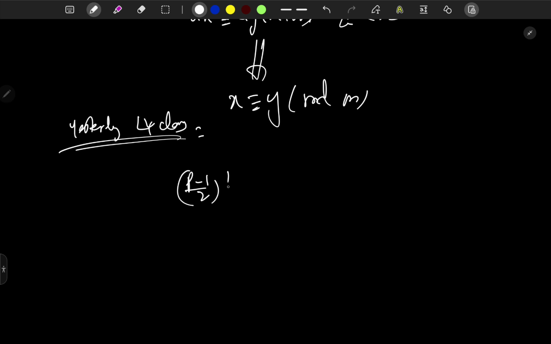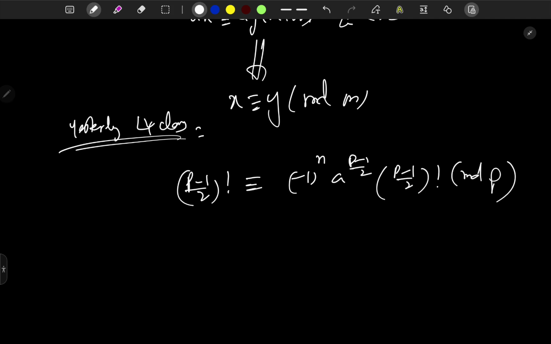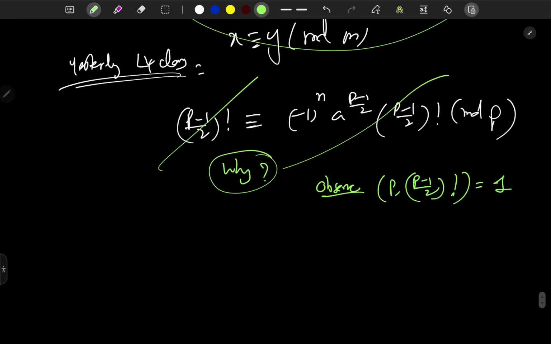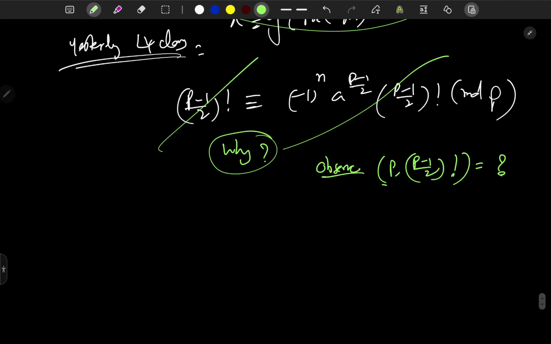I had told that p minus 1 by 2 factorial is congruent to minus 1 whole power n a power p minus 1 by 2, p minus 1 by 2 factorial congruent mod p. Now yesterday in the video I directly cancelled, but why did I cancel? The reason is, observe GCD of p comma p minus 1 by 2 factorial, how much? If it is 1, then I can cancel successfully, because of this theorem. But I don't know the value of this.